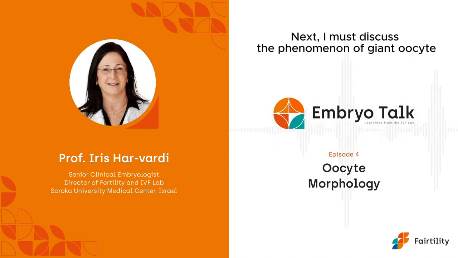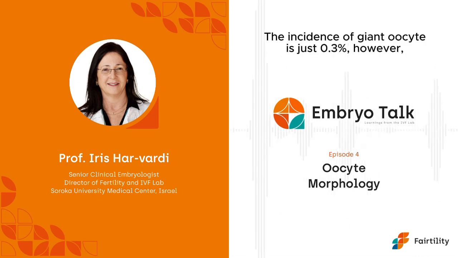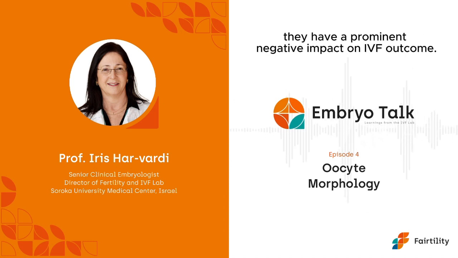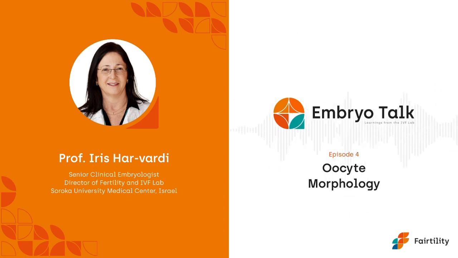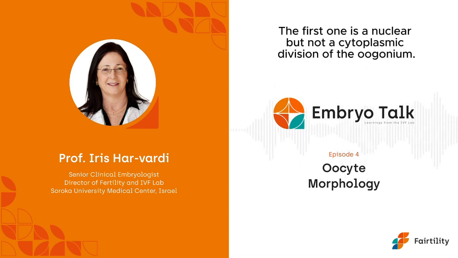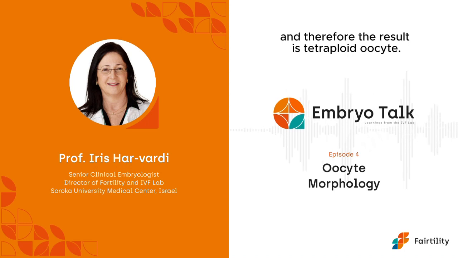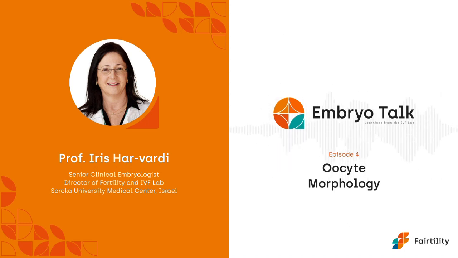Next, I must discuss the phenomenon of giant oocyte and its effect on embryo development. The incidence of giant oocyte is just 0.3%. However, they have a prominent negative impact on IVF outcome. There are two main known reasons for giant oocyte. The first one is a nuclear but not a cytoplasmic division of the oogonium. The second one is a cytoplasmic fusion of two oogonia, and therefore the result is tetraploid oocyte.